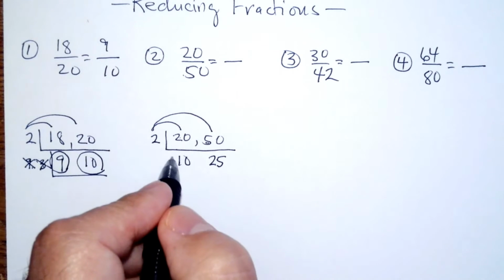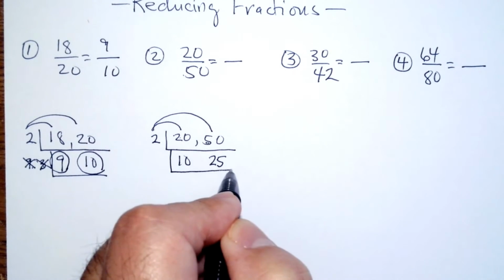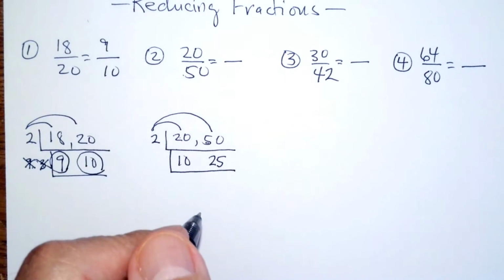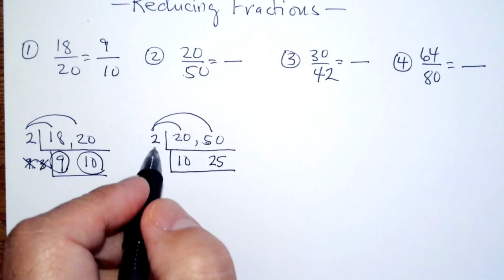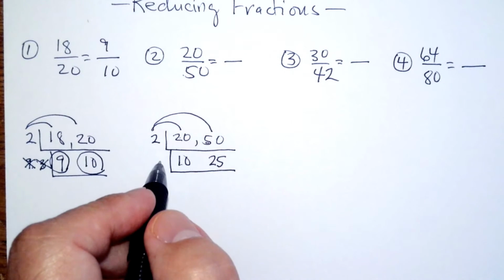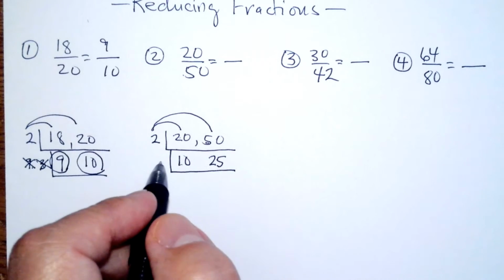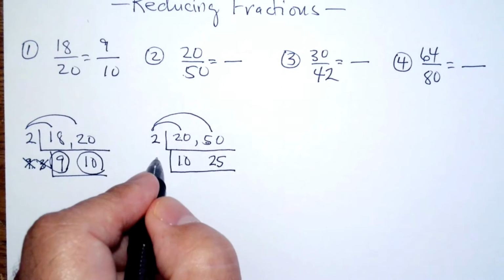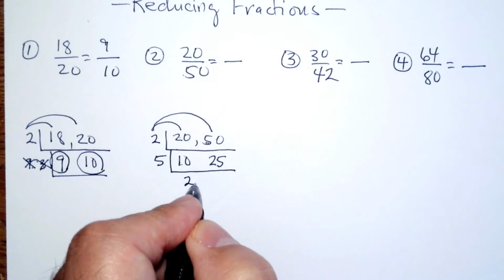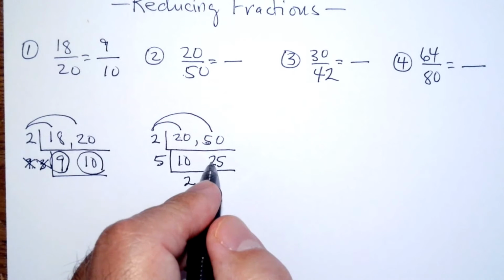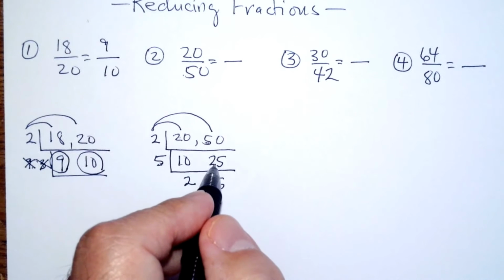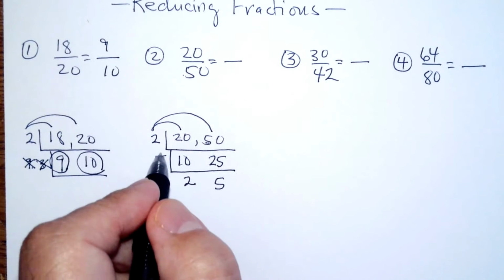Feel free to pause the video at any time, and feel free to follow along with paper and pencil as well. I ask myself the same question. Does 2 go into 10? Yes. Does 2 go into 25? No. So I can't use 2. What about 3? 3 does not go into 10. What about 4? No. 5? Let's try 5. Does 5 go into 10? Twice. Does 5 go into 25? How many times? How can I check it? 5 times 5 is 25. 5 times 2 is 10.